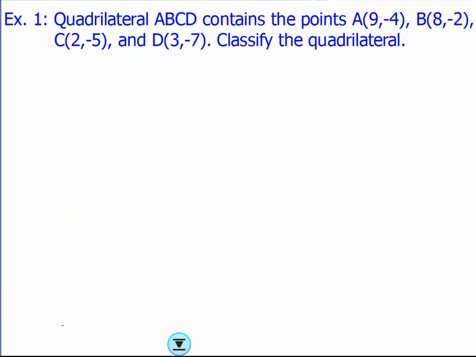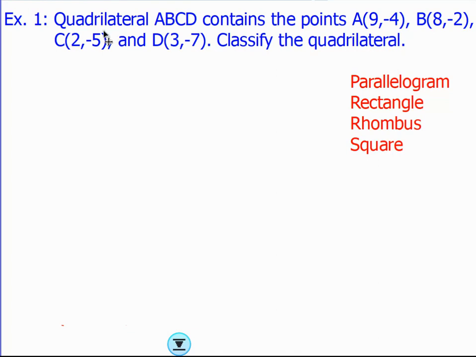Example 1. It says quadrilateral ABCD contains these points, and we want to classify it. Our options are rectangle, rhombus, parallelogram, and square. One thing that might help us is to draw a little picture. It doesn't have to be great. If I draw just a quadrilateral, it kind of looks like a rectangle, but it doesn't necessarily have to be. The way we name it is you have to be able to go around, and I'm just going to go in clockwise order: A, B, C, D. This will help us figure out what the opposite sides are, what our diagonals are, and so on.